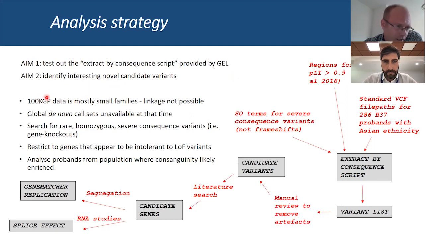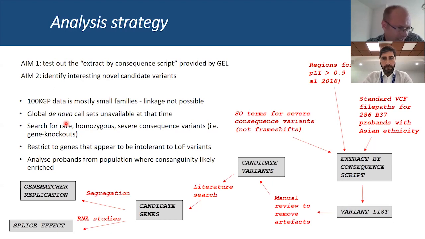So as most of you know, a lot of the rare disease families in 100K GP are singletons, duos, and trios. I mean, there's a few larger families, but in general, strategies for finding novel genes like linkage aren't really going to work. So instead of looking at just specific families, we wanted to look across all families. And also at the time, I don't think there were any good global de novo call sets available.